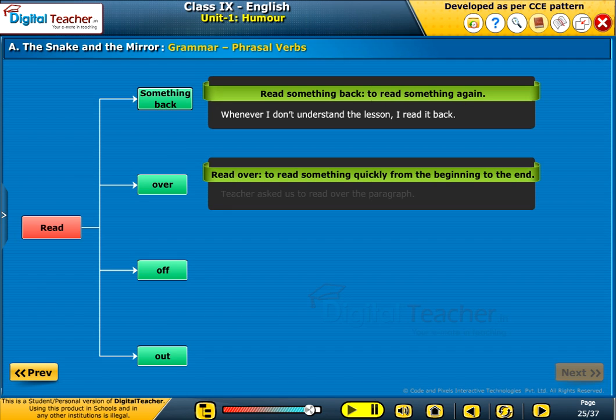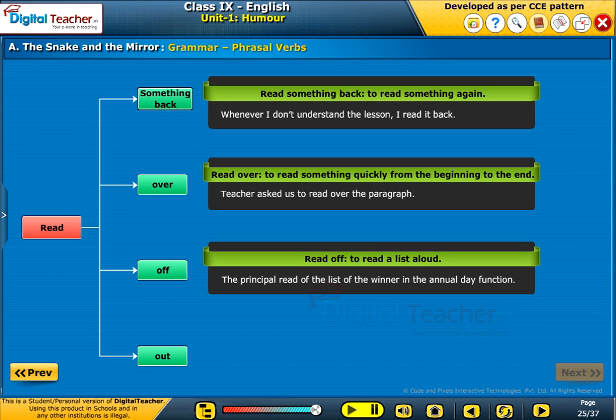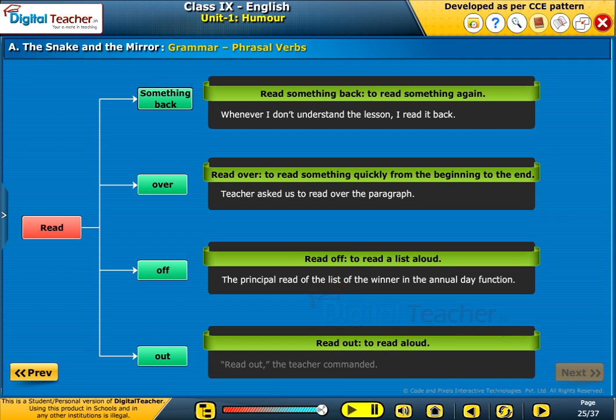Read over. The meaning of read over is to read something quickly from the beginning to the end. Read off. The meaning of read off is to read a list aloud. Read out. The meaning of read out is to read aloud.